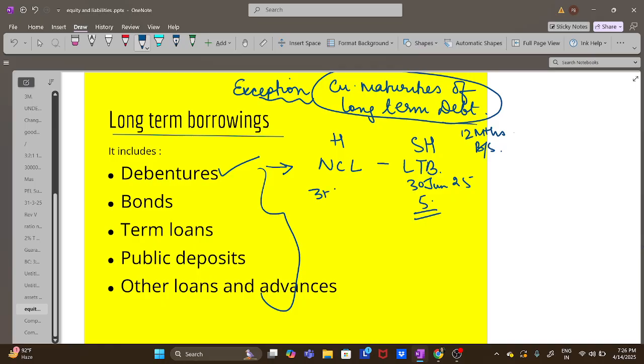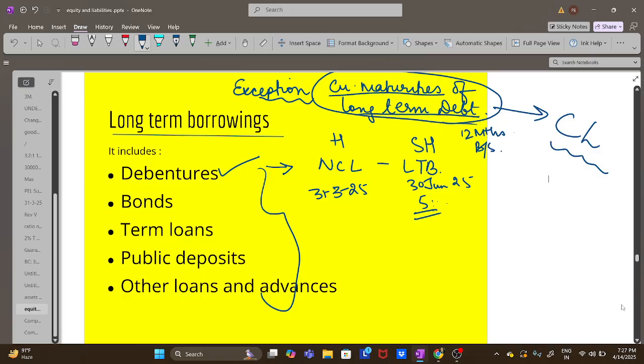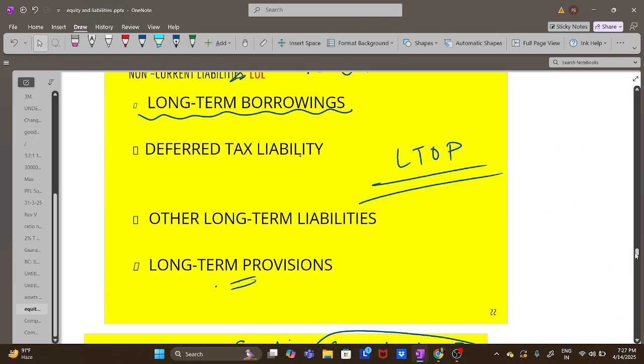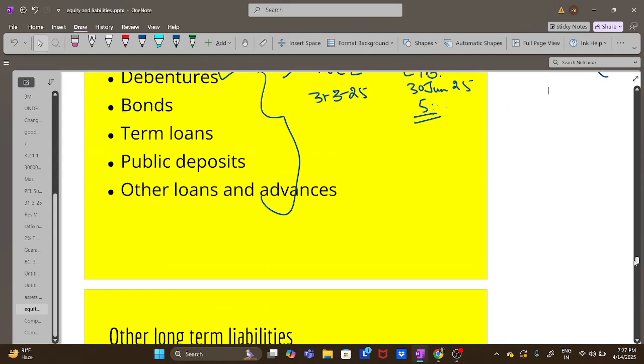And when you are preparing the balance sheet on 31st March 25, in the next 3 months you have to give this money, in the next 12 months. So although it was 5 years, that fifth year is coming to an end on 30th June 25. In the next year, we need to arrange money to pay for this. So this will be called current maturities of long-term debt. And in that case, it will come under current liabilities. Any of these would qualify for the same. Next, let's come to the next thing.